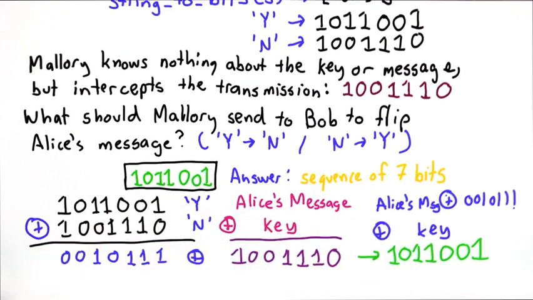The point of this question is to illustrate the malleability of the one-time pad. Someone who intercepts the transmission can alter it and change the meaning in predictable ways. This is a very dangerous property for a cipher to have.